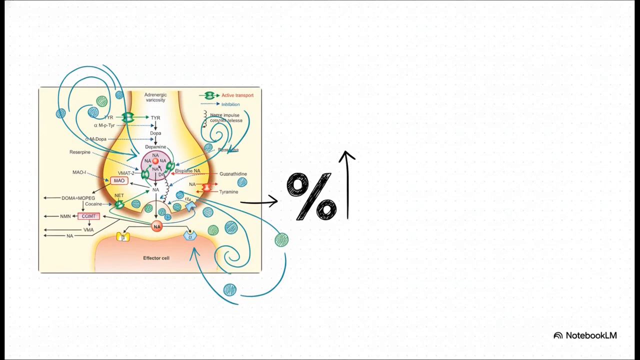Now, once noradrenaline is out there in the synapse doing its job, you can't just leave it there forever, right? You need an off switch. And the body has this incredibly efficient cleanup crew. Think of it like a powerful vacuum cleaner. It's a pump called NET, and its job is to suck back up to 90%, that's 90% of the released noradrenaline right back into the neuron. This is by far the most important way its action is terminated.